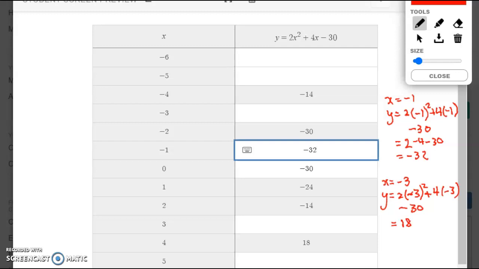4 times negative 3 is negative 12, and then to that we are subtracting 30. So together we have negative 42 plus 18, or I can think of it as positive 6 plus negative 30 is going to be negative 24. So I am going to be entering here negative 24.